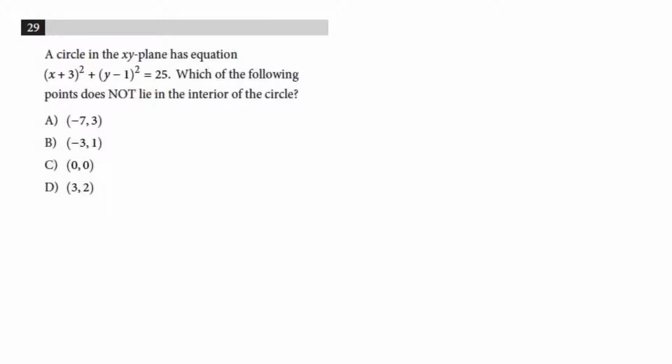29. A circle in the xy plane has equation (x plus 3) squared plus (y minus 1) squared equals 25. Which of the following points does not lie in the interior of the circle? Okay, so let's do a sketch.